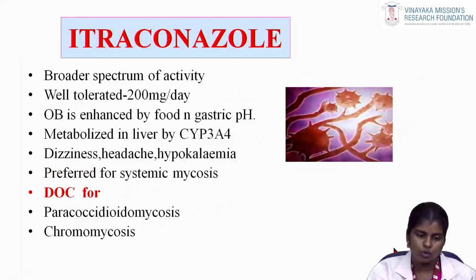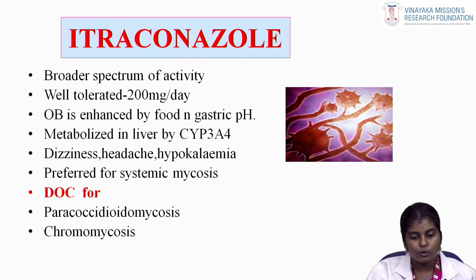Coming to itraconazole. Itraconazole has a broad spectrum of activity. At 200 mg, it is generally well tolerated, but above 400 mg, it is poorly tolerated. Its oral bioavailability is enhanced by food, and gastric pH is necessary for absorption of itraconazole. So proton pump inhibitors and antacids will decrease its absorption. It is metabolized mostly in the liver by cytochrome P3A4. Adverse reactions include headache, hypokalemia, and dizziness.